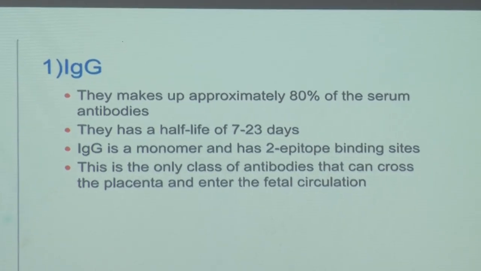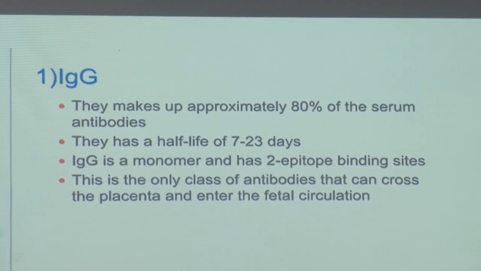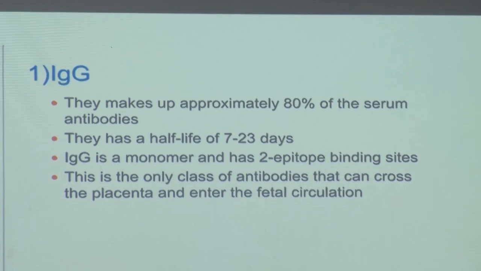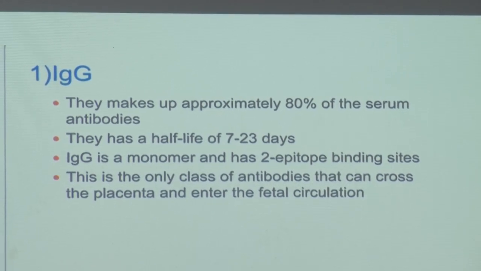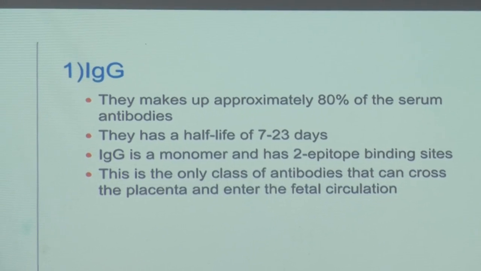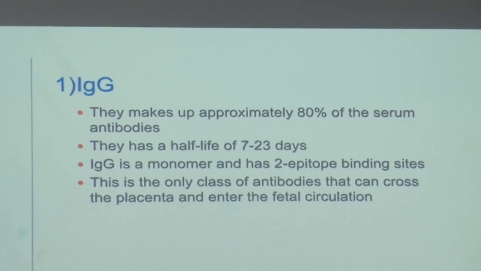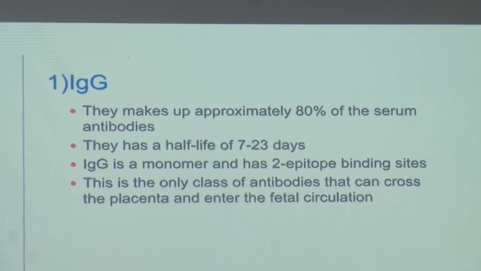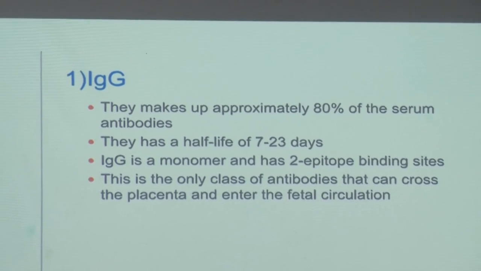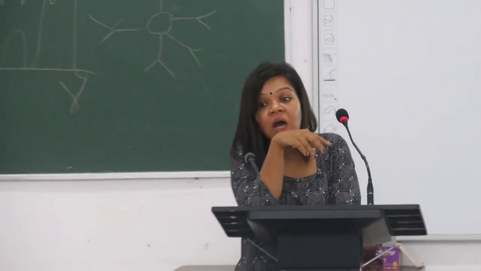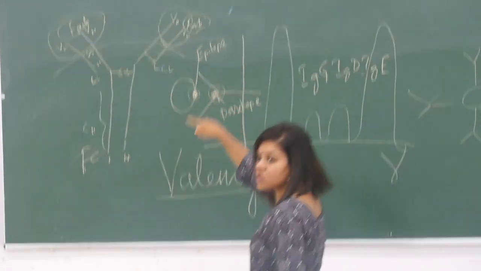So IgG makes up 80% of serum antibody load. Okay, 80% of antibodies are IgG, and their half-life is 7 to 22 days. What is half-life? The time in which the antibody count becomes half of its initial level. IgG is a monomer, a single molecule, and it has two epitope bindings. So this is the structure of IgG.